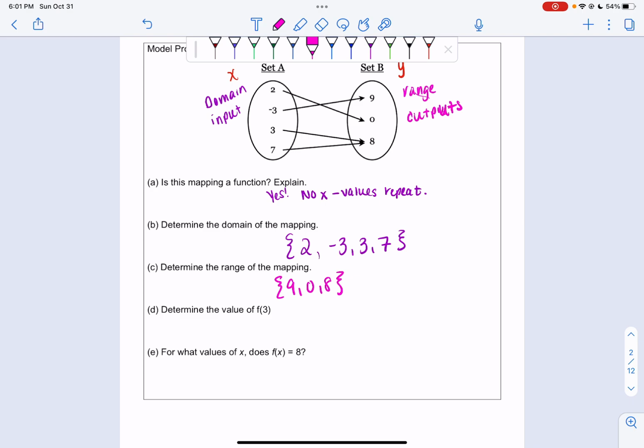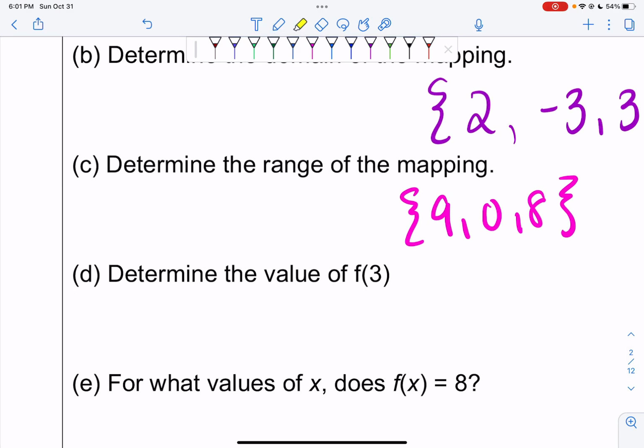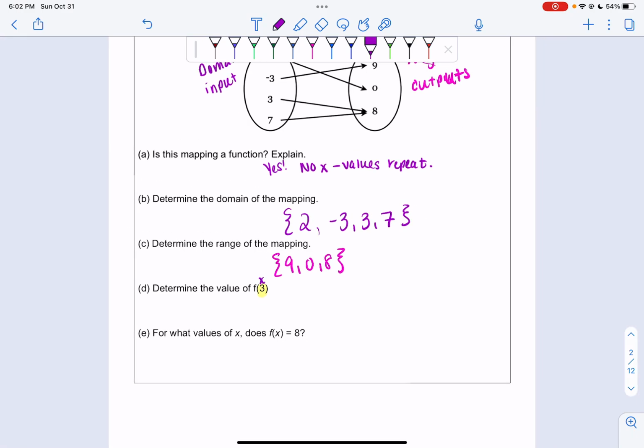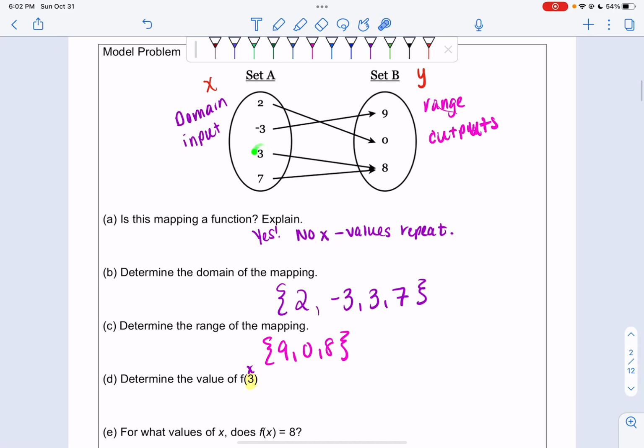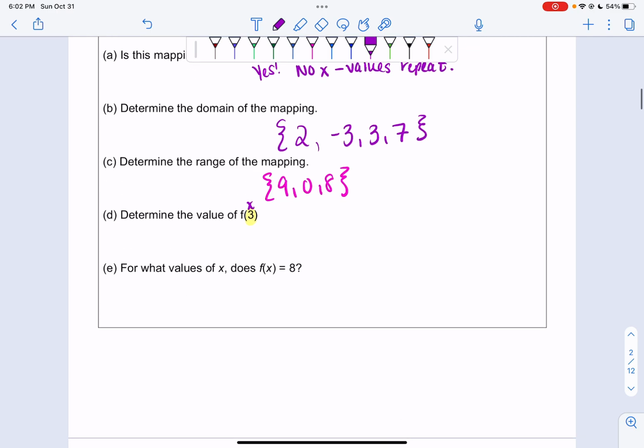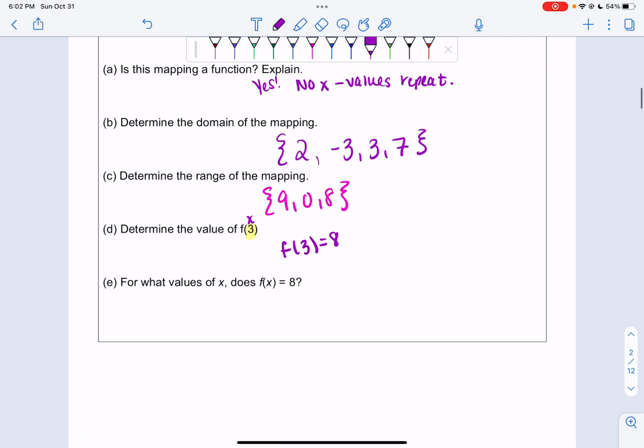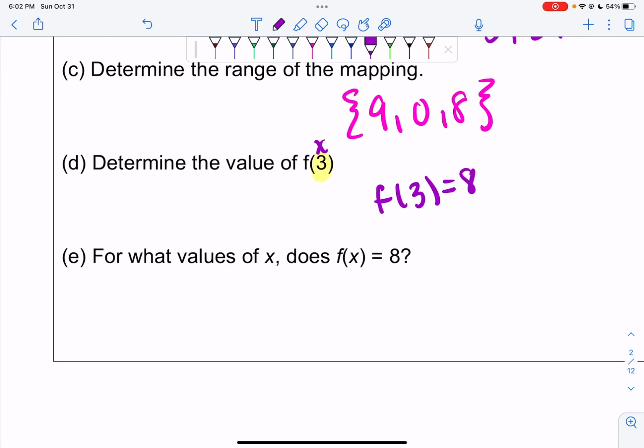D says determine the value of f of 3. So if we remember, this right here is an x value. So everywhere I see a 3 in my x column, I'm going to follow. So I go to the number 3 and I follow my arrow and boom, I hit 8. So I can say f of 3 is equal to 8.